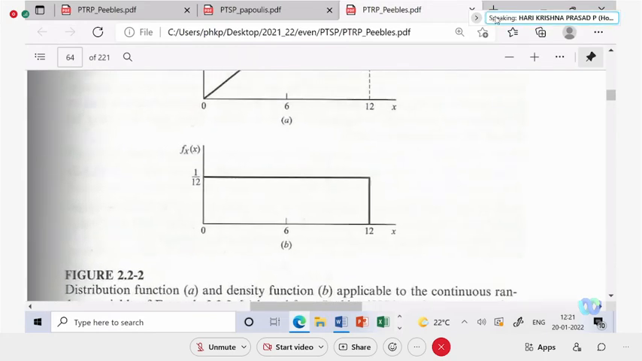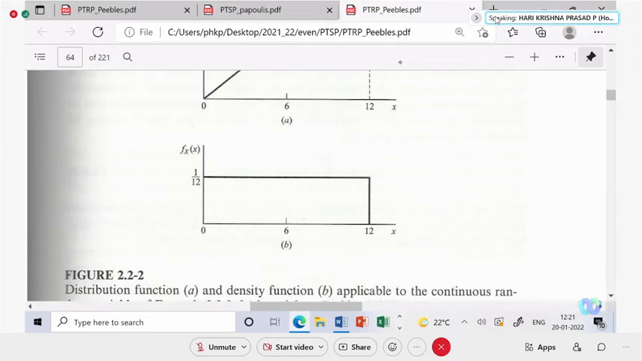From this density function, what inferences can we make? The random variable x is taking values from 0 to 12. Since the density function has constant amplitude, what do we say? The distribution function is a linear function of x. These inferences we can make. Is it fine?